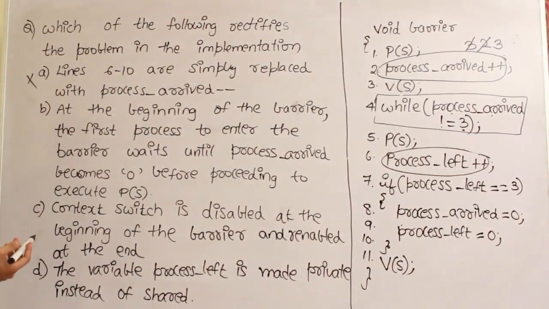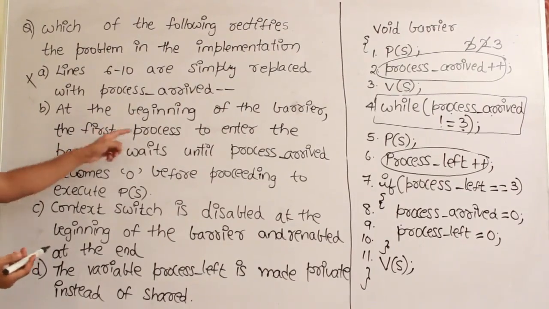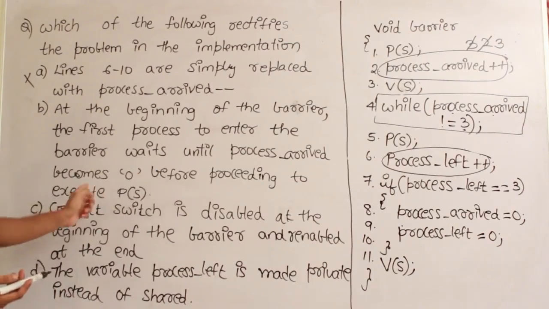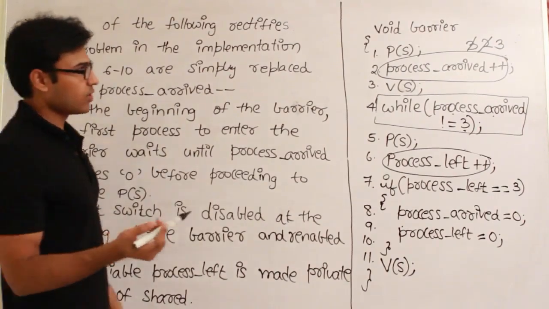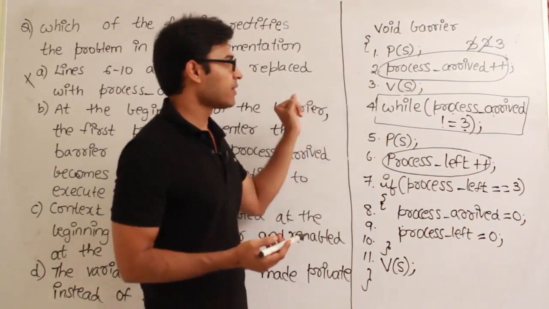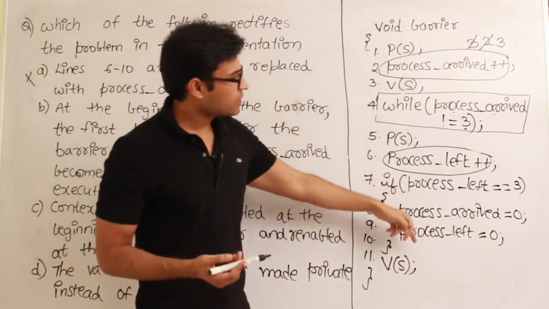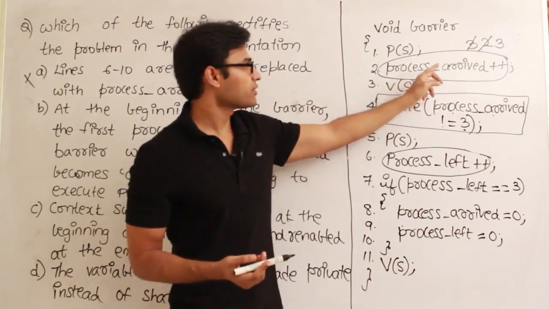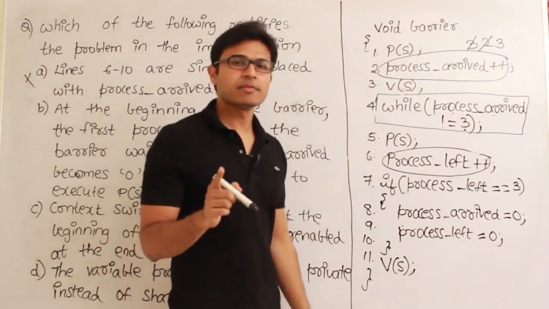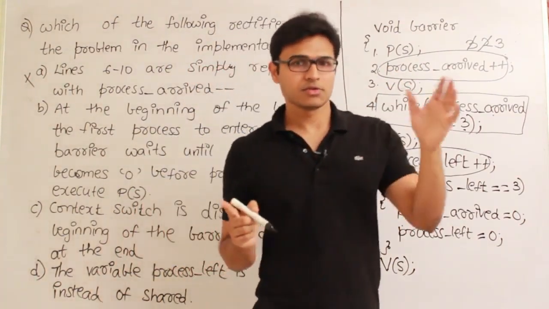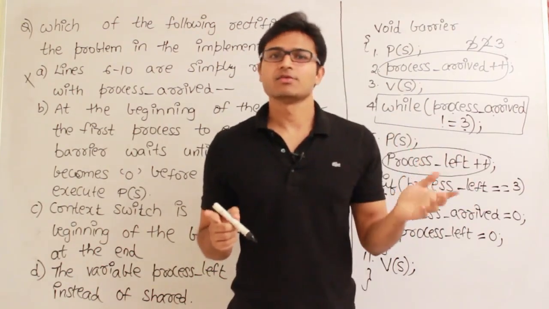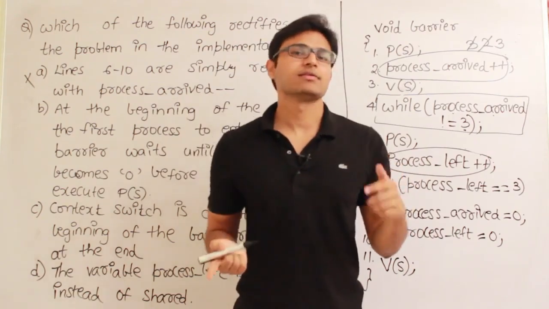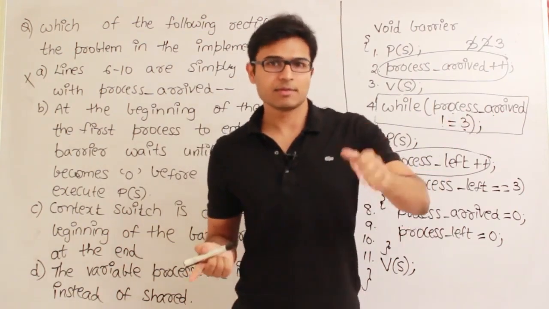And the next solution says that at the beginning of the barrier, the first process to enter the barrier waits until process arrived becomes 0 before proceeding to execute P of S. So that is what the problem is, right? The entire problem has arisen because the first process to enter the barrier is trying to enter it even before process arrived has become 0. So always remember that when the first process tries to enter, by that time process arrived should be 0. Then only it should come and make it 1, so that the other processes will come and make it 3. Then everything can enter simultaneously.